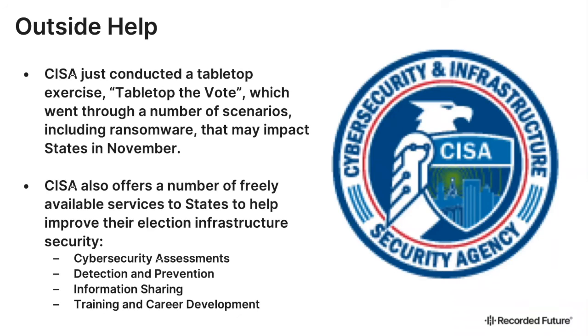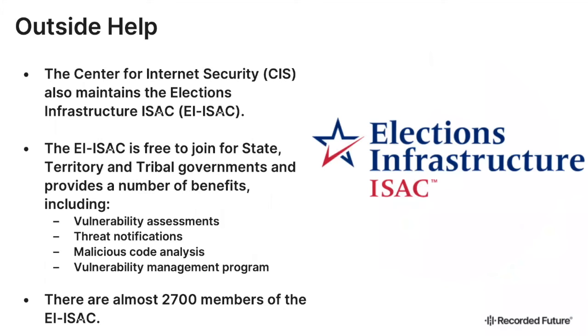There is some outside help that's been coming in, though. CISA conducted multiple tabletop the vote exercises. They went through a number of scenarios, including ransomware, with a bunch of states. CISA also offers a number of freely available services to states to help improve their election infrastructure. The Center for Internet Security also maintains the election infrastructure iSIGHT. The iSIGHT is free to join for state, territorial, and tribal governments, and provides a number of benefits, including vulnerability assessment, threat notifications, malicious code analysis, etc. There are almost 2,700 members of the iSIGHT, but that number is less than half the counties in the country.